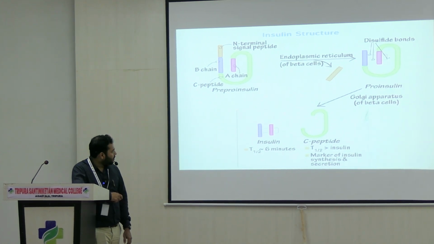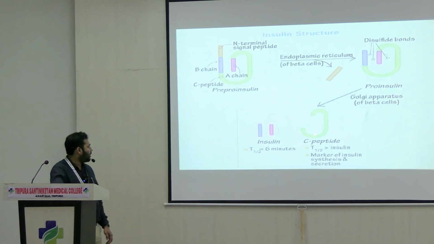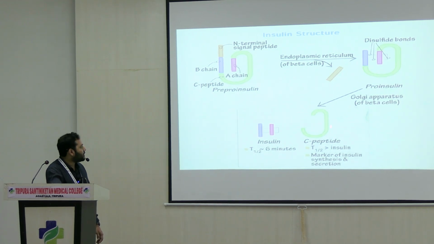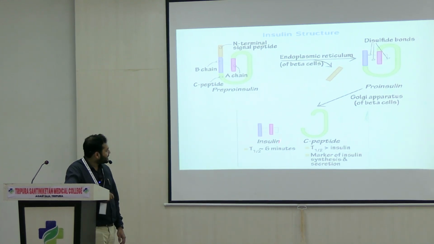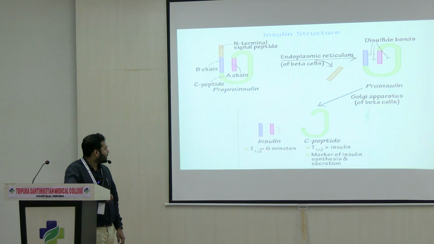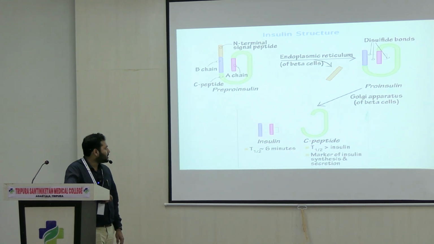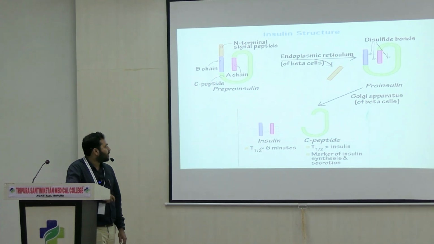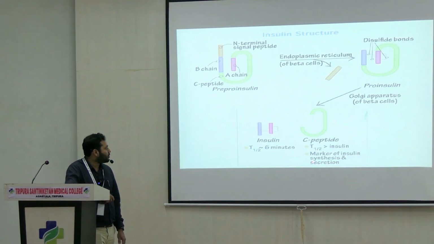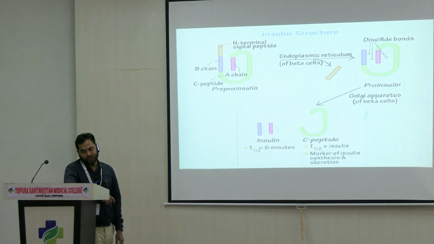Another important piece of information that I want to mention here is the half-life of both the connecting polypeptide and the insulin hormone. The half-life of insulin hormone is around 4 to 6 minutes, and the C-peptide acts as an insulin marker. It acts as a marker of insulin synthesis as well as secretion.